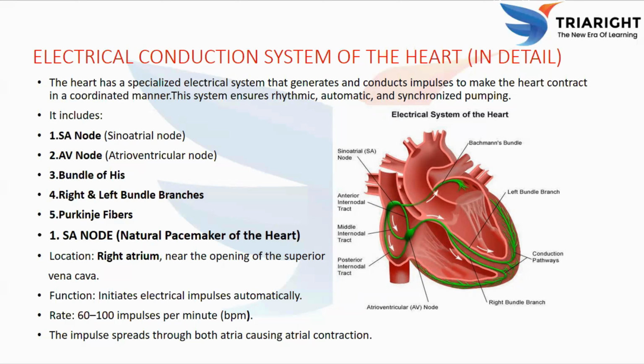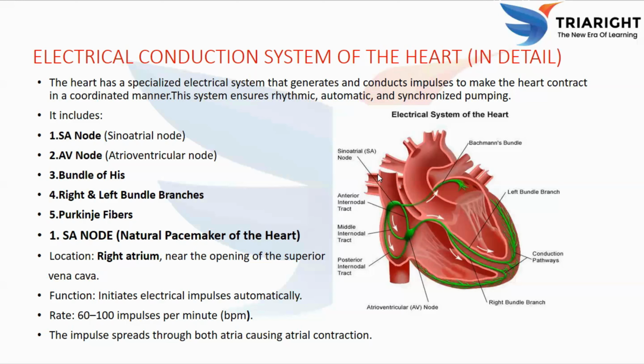So what are the main parts of the conduction system? The SA node, the sinoatrial node, the AV node, the atrioventricular node, the bundle of His, the right and left bundle branches, and also the Purkinje fibers. So what do you mean by the SA node, the sinoatrial node? It is located in the right atrium near where the superior vena cava opens. You can clearly see in the picture over here where the sinoatrial node is located.